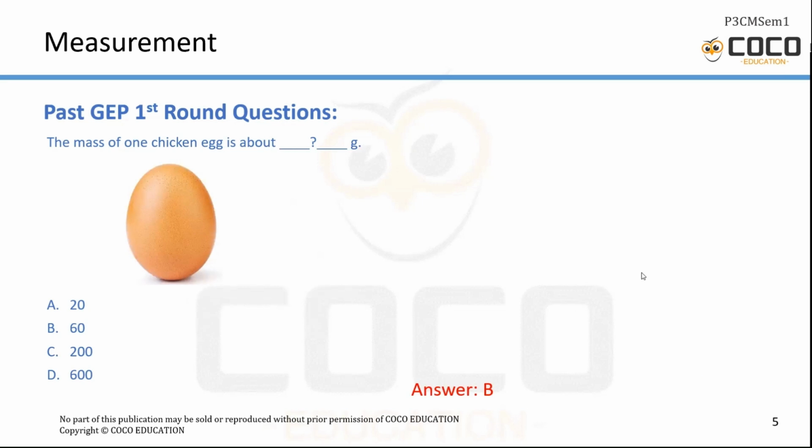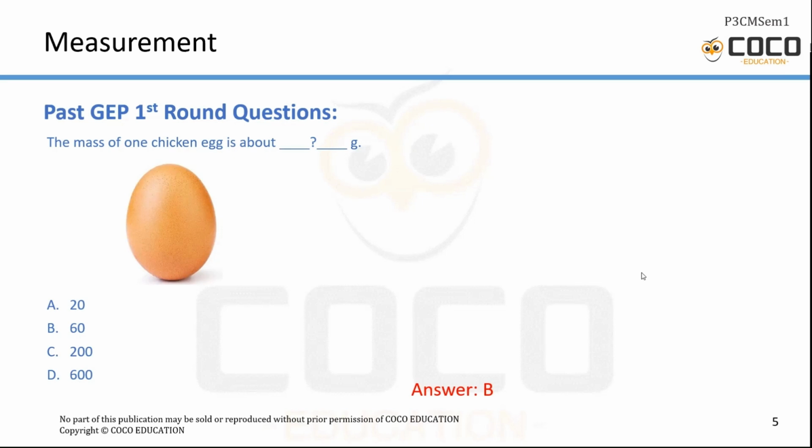So maybe you can have some common sense about the items we normally see. For example, the apple, right? An apple is heavier than a chicken egg. Normally it can be about 100. And then how about you can do something like the length.